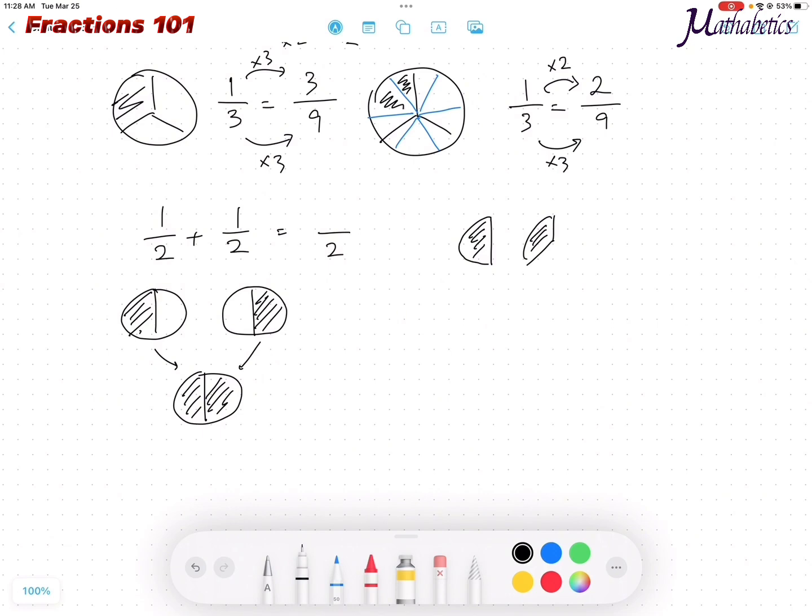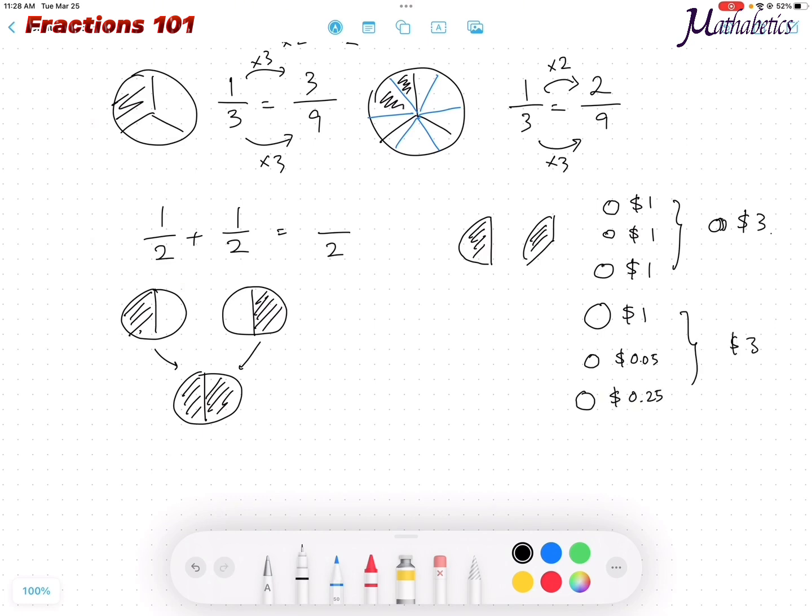So let's say I'm talking about dollars. I have $1 here, I have $1 here, I have $1 here. So I can say if I add them up, I have $3. But what if I say I have $1 and I have a nickel and I have a quarter? These are different in values. I can't say I have $3, right? I just can't because they're not the same. So same thing with fractions. We cannot just add if they are not the same size.